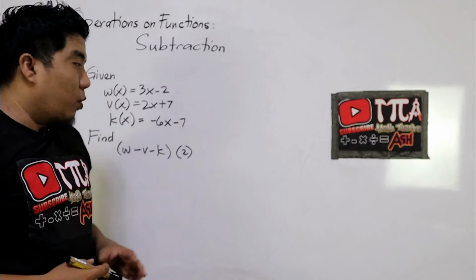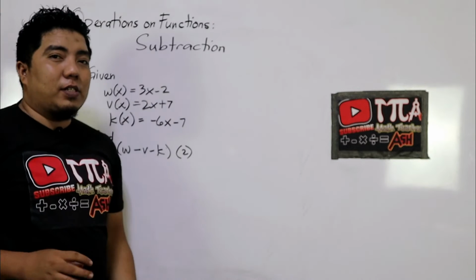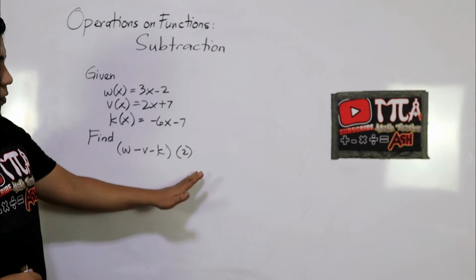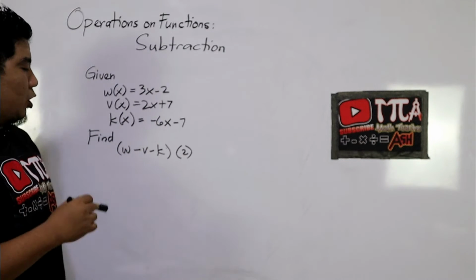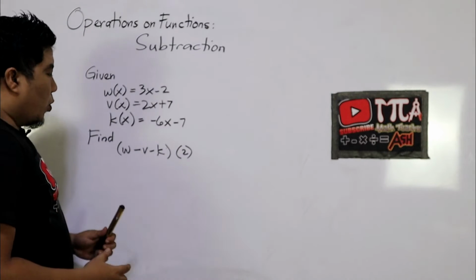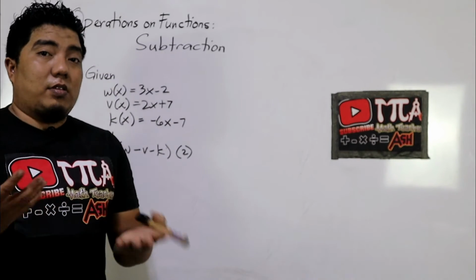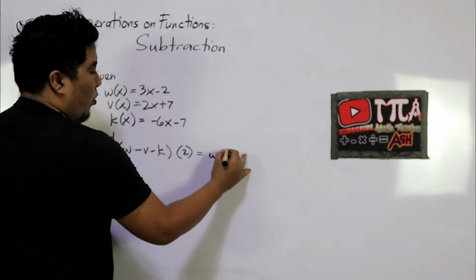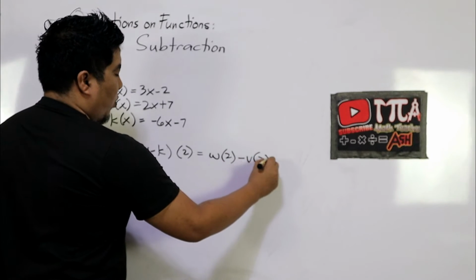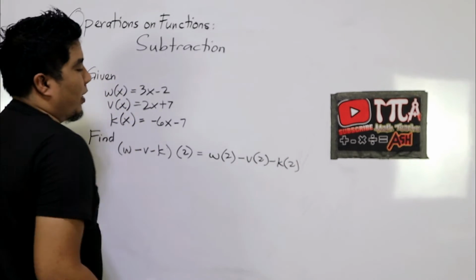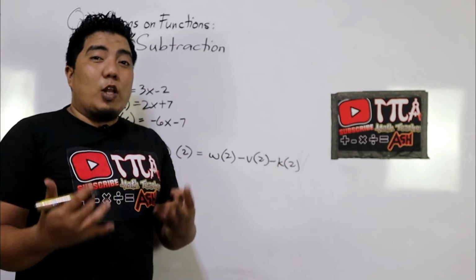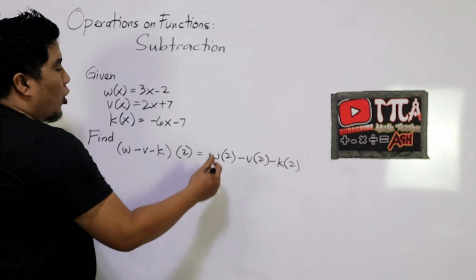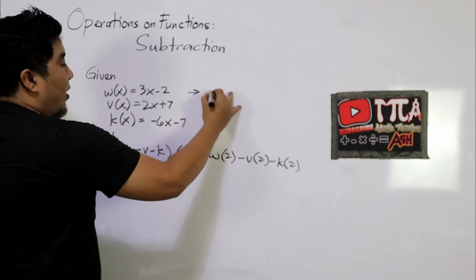Okay, math learners, we are now here to our new set of examples. And the given is 3 functions. And we are asked to find the value of 2 in the given operation w minus v minus k. Okay, so since we are talking here about value of 2, technically, this means that w of 2 minus v of 2 minus k of 2. Alright, so we just need to get the evaluated terms of each function in terms of 2, and then we subtract them.